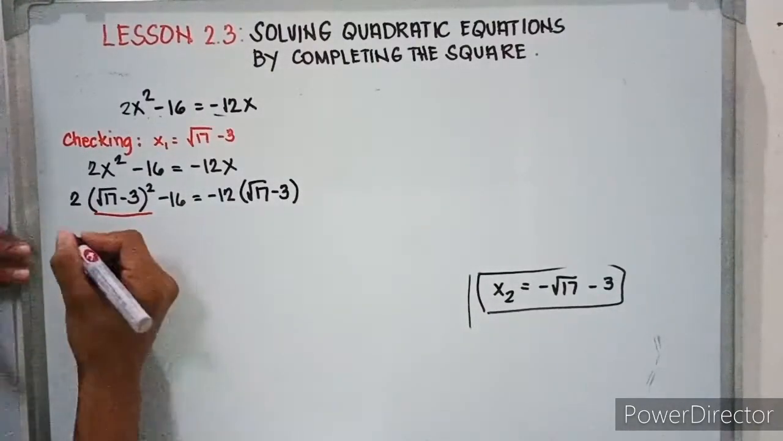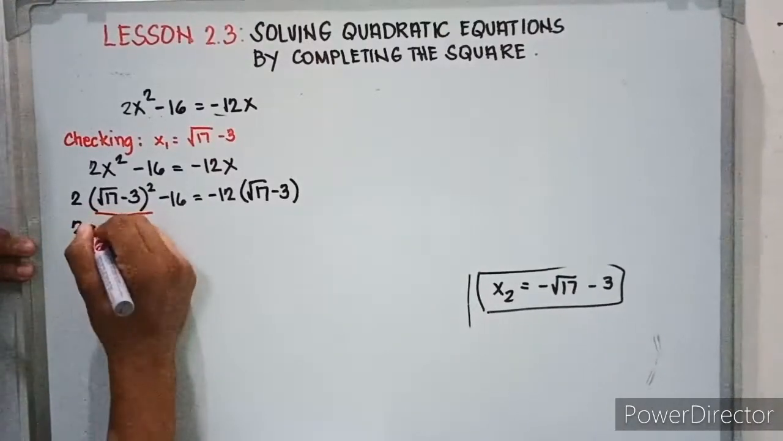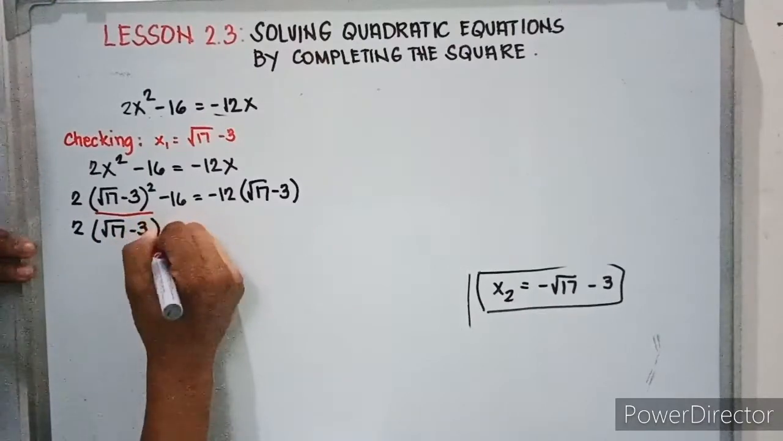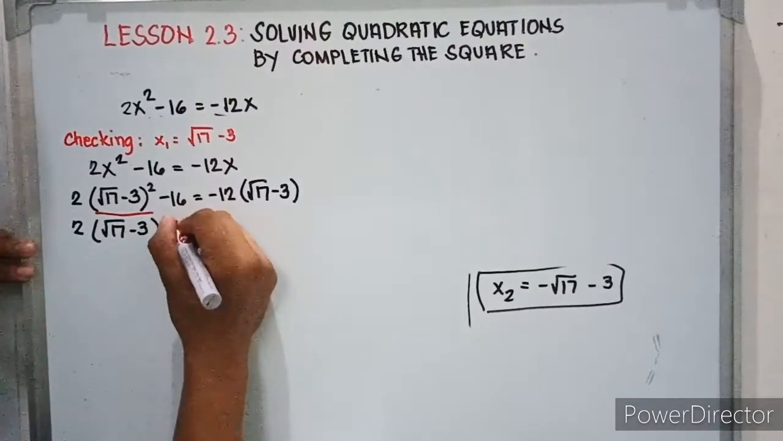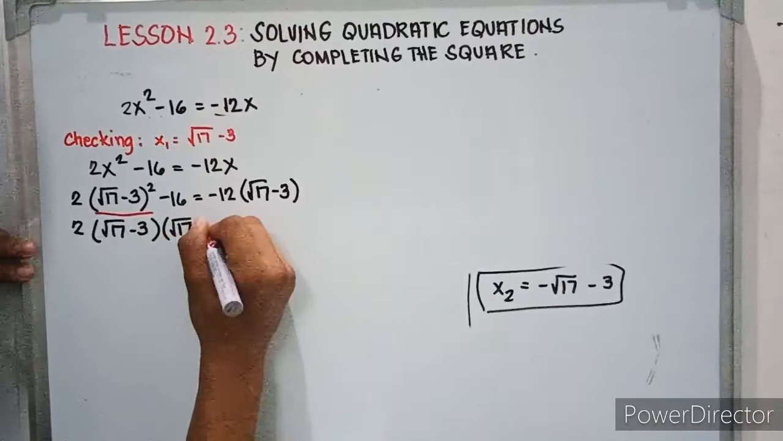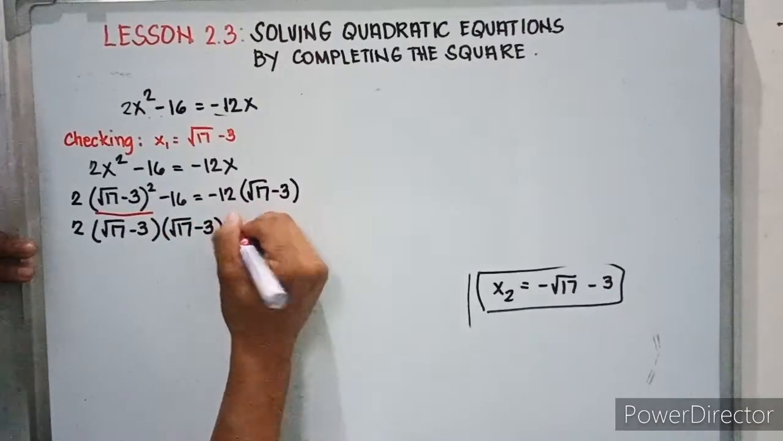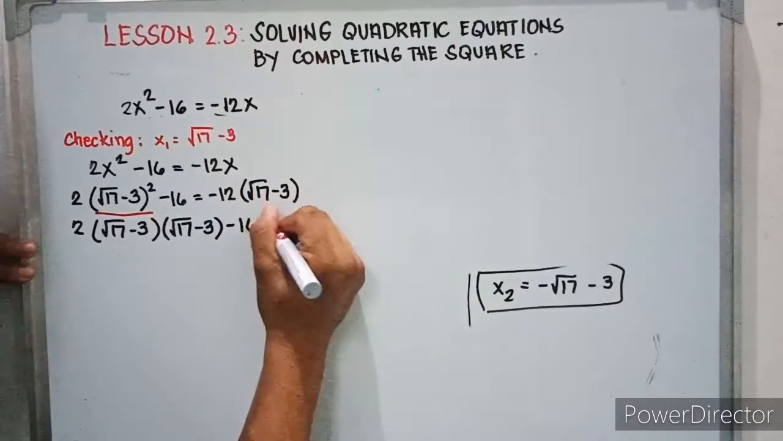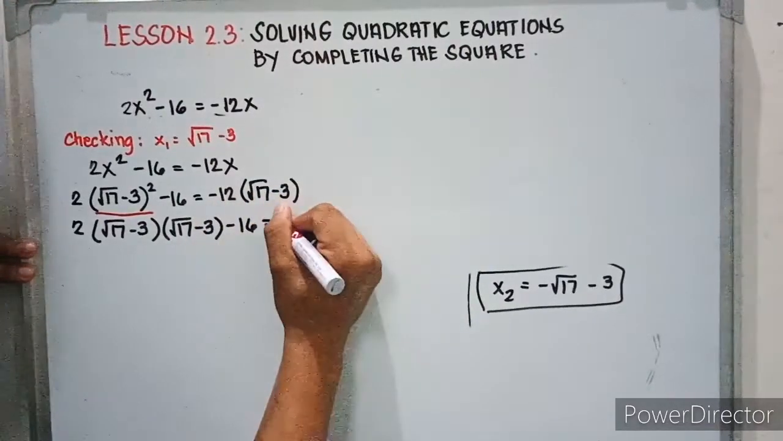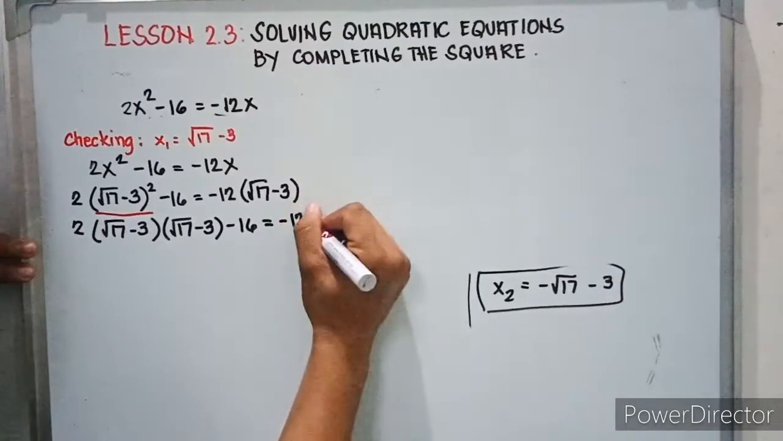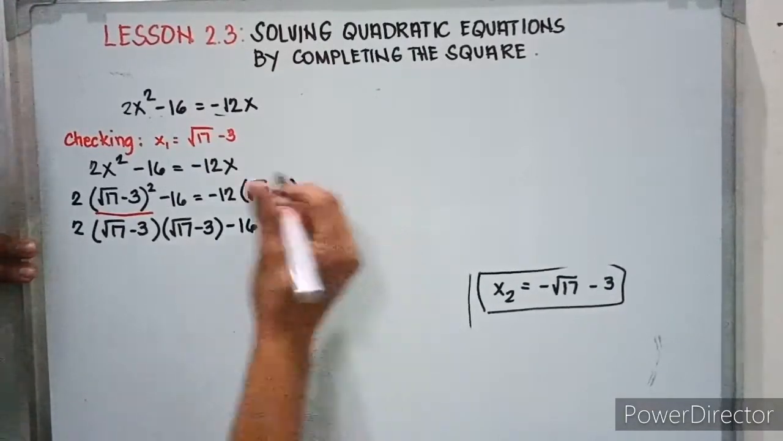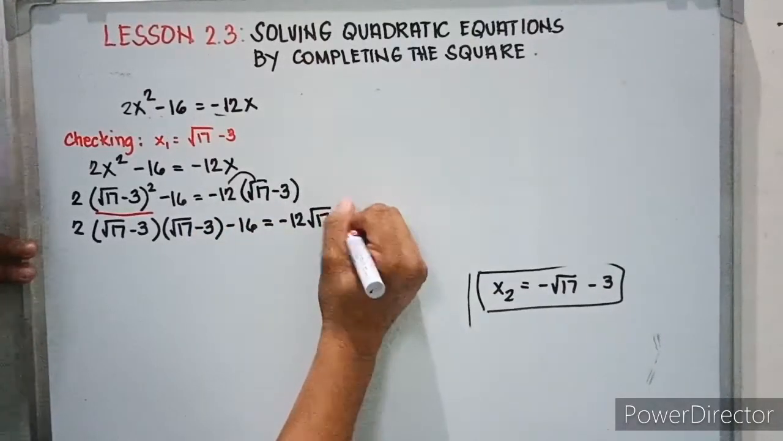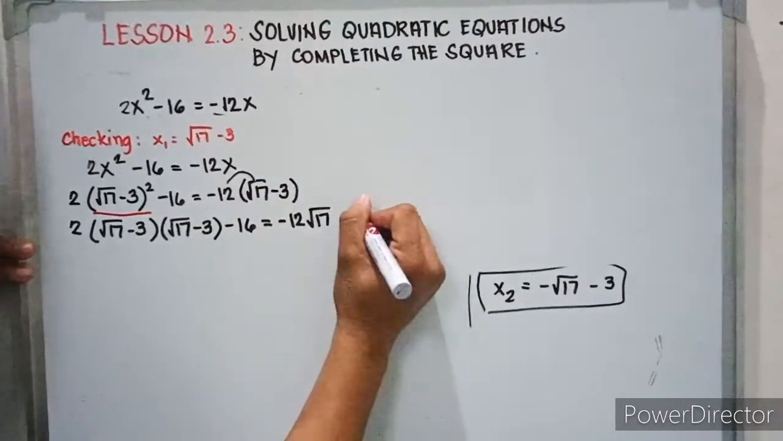Okay, so that will become 2 times square root of 17 minus 3, ilan? So, we have 2. Square root of 17 minus 3, kasi siya naka-squared. Minus 16. Then, distributive, that is negative, equals, distributive, that is negative 12 times square root of 17, you multiply. Then, negative times negative, that is positive. 12 times 3, that is 36.